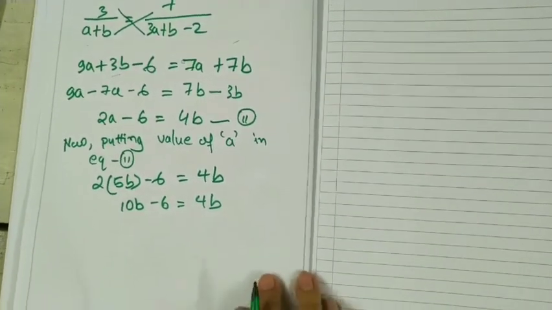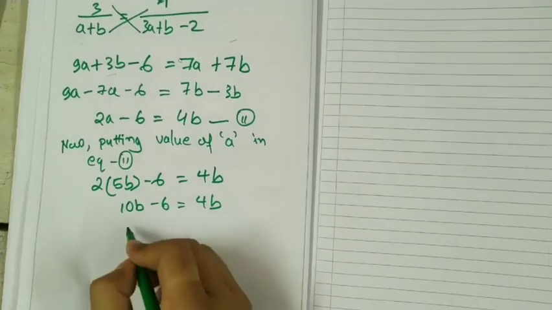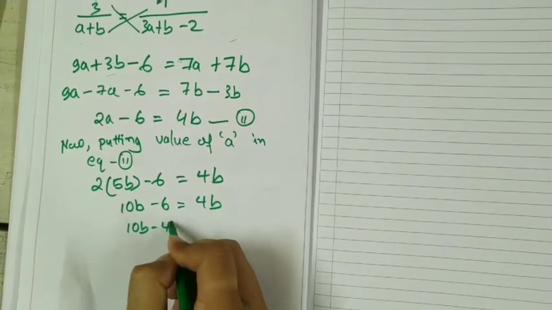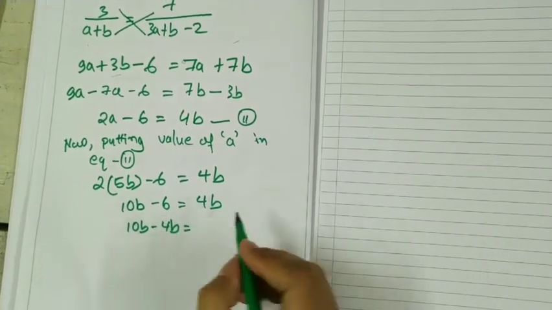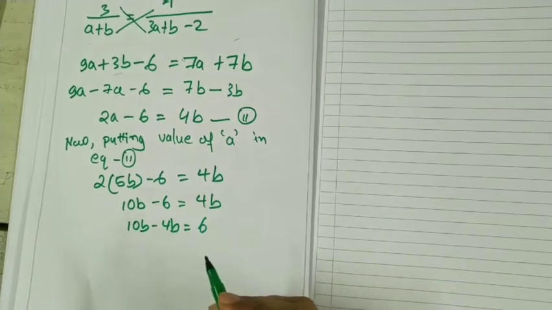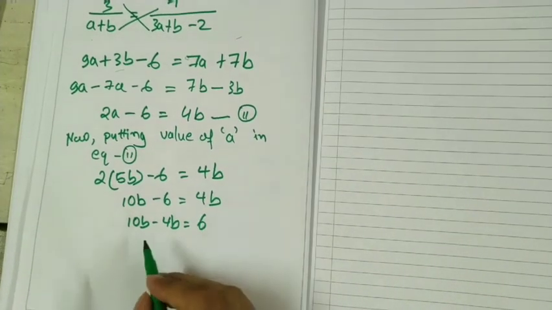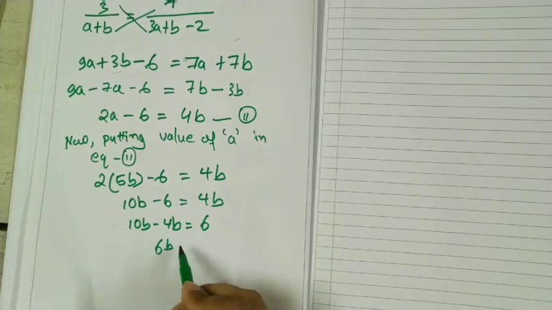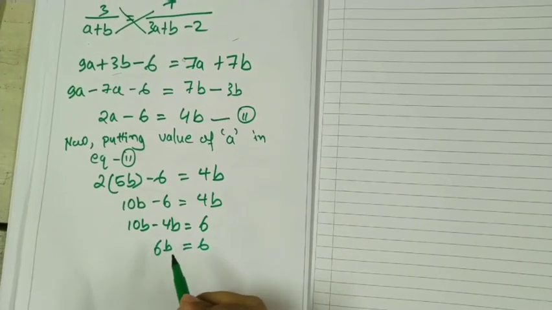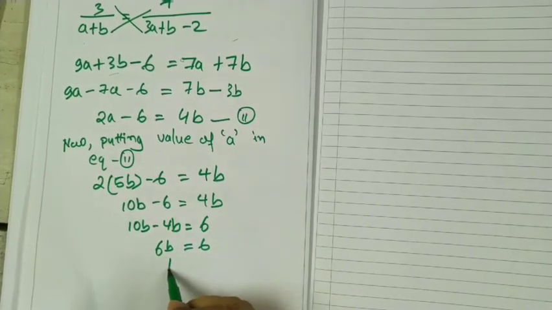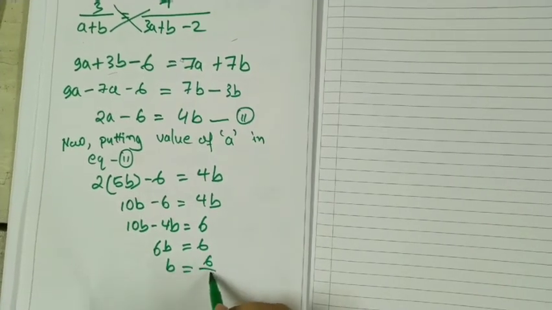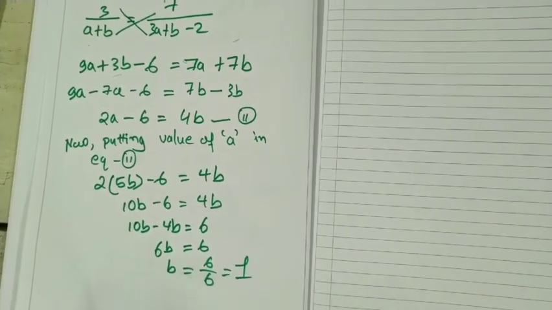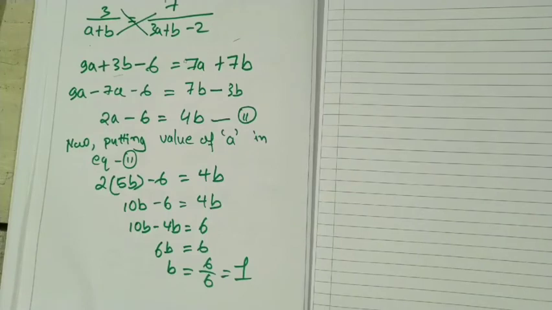Now what we can do? We can take this 4b to the left hand side. So 10b minus 4b is equal to minus 6 to the right hand side, so it will become plus 6. Okay. So 10b minus 4b, so here the value will be 6b is equal to 6. So here ultimately we are going to get the value of b, that is 6 divided by 6, that is 1. So here we have got the value of b.